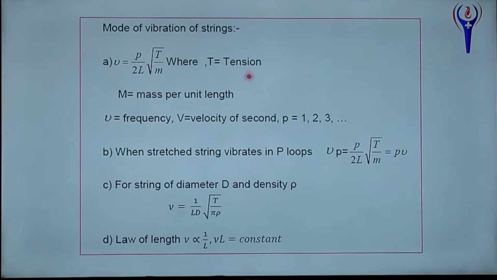Here T is the tension, m is the mass per unit length of the string, nu is the frequency, v is the velocity, and p equal to 1, 2, 3. Note down this formula: nu equal to p by 2L into root of T by m, and p is the pitch of the note.